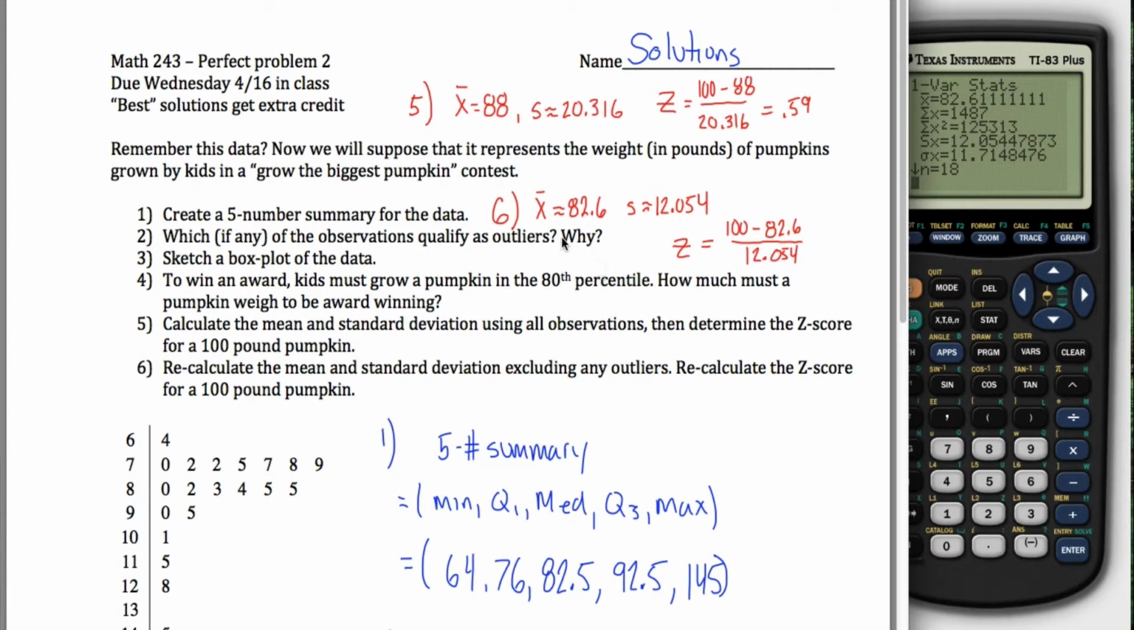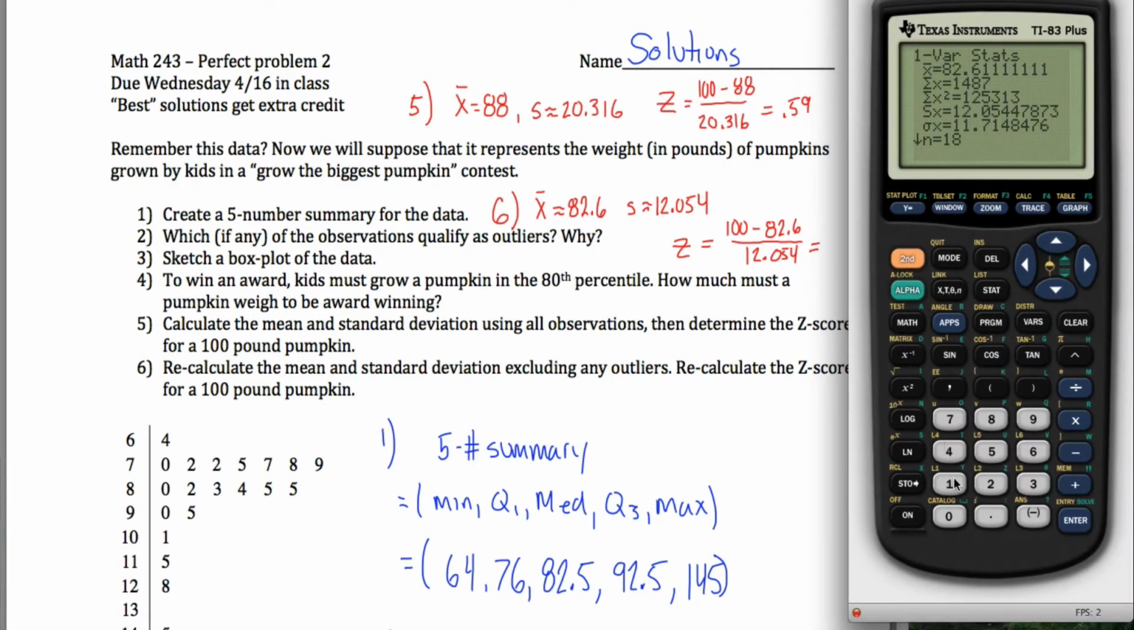A couple observations you might want to make. By getting rid of those outliers, my mean decreased significantly. Went from 88 down to 82. I got rid of a bunch of big pumpkins, so my average is a lot smaller now. My standard deviation also got a lot smaller, because those outliers were the ones that were way spread out from the rest of the data. With those gone, my data is less spread out.